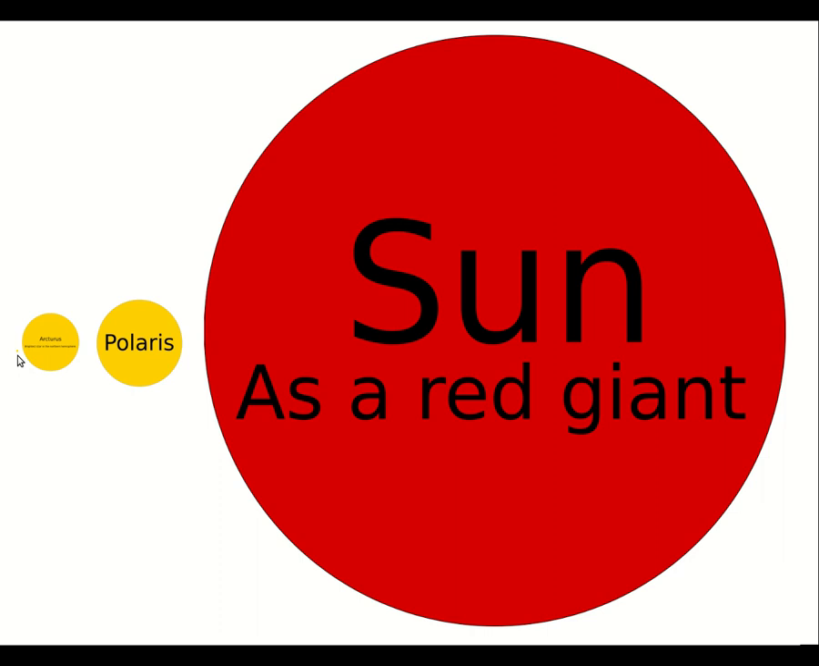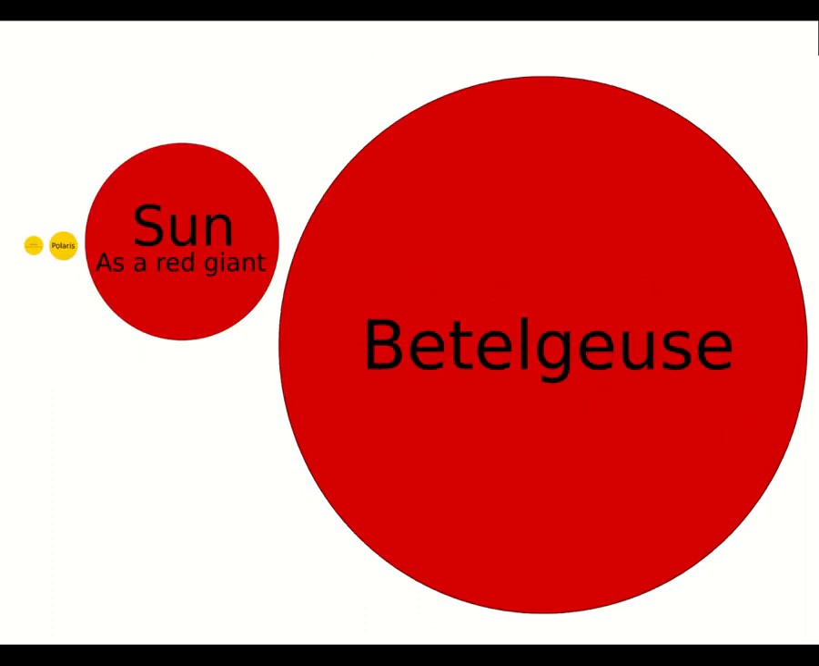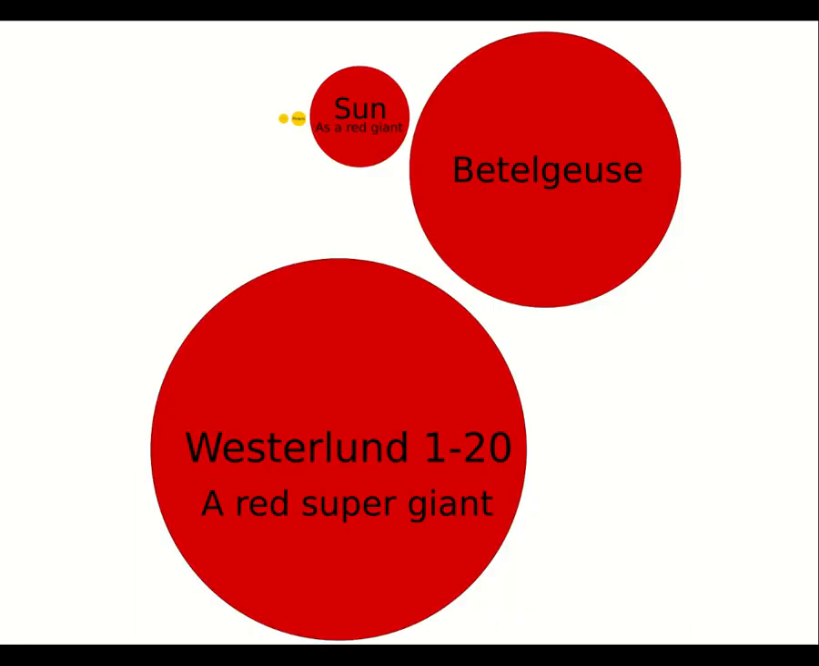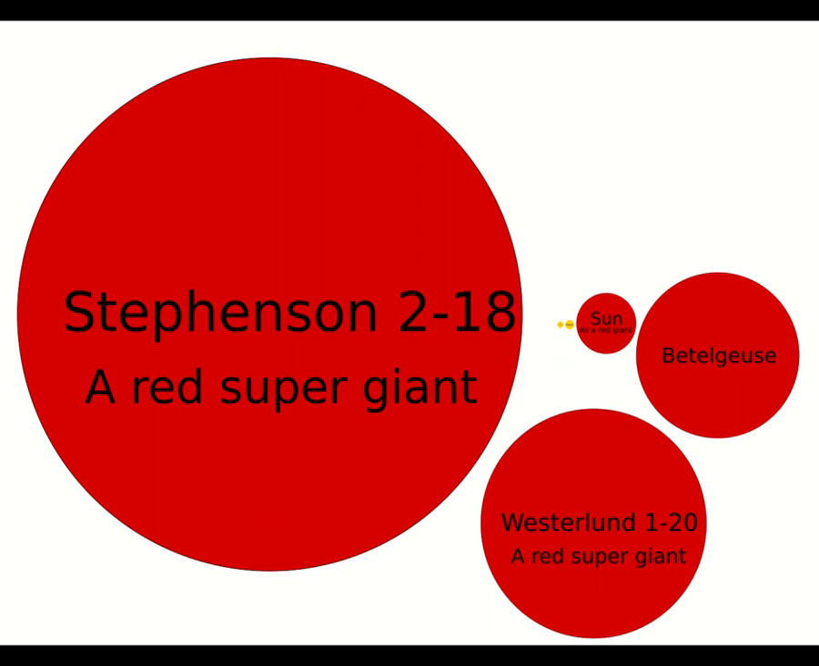But even that isn't very big compared to some of the other red giants in space. So Betelgeuse is a red giant in Orion, and that's significantly larger than the sun will be. But even that is tiny compared to some of the red supergiants. Okay, and that Stephenson 218 is the largest listed star that I could find on the list that I was looking at, and it is enormous, thousands of times bigger than the sun.